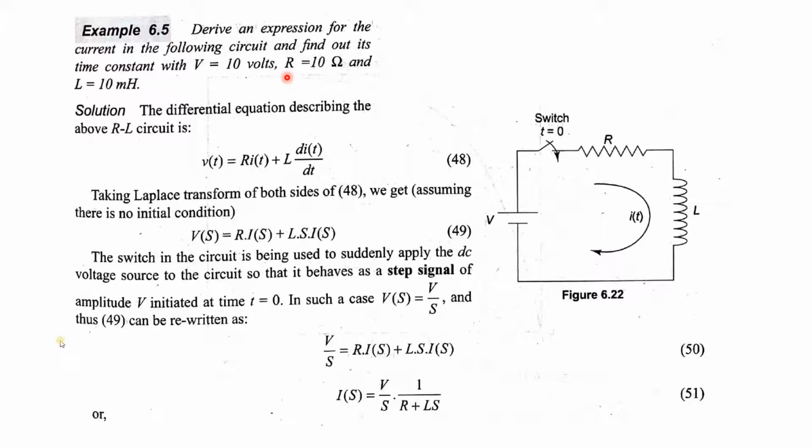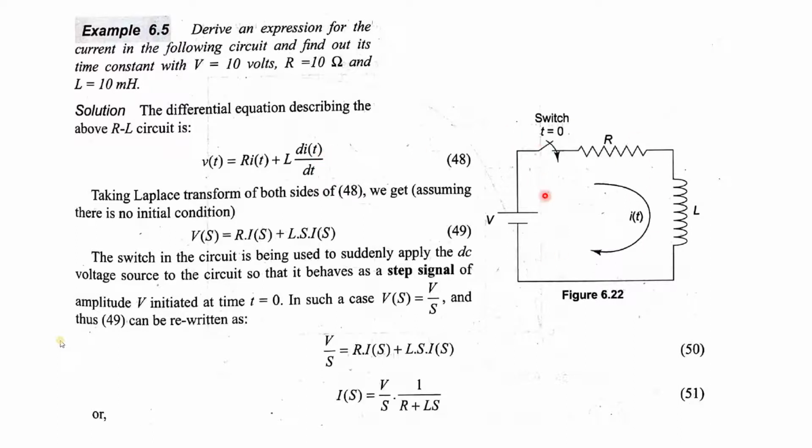First of all, we have to write the equation as per the RL series circuit. If this is a DC voltage and a series circuit, then only one current is there, the instantaneous current i(t), and we have a switch over here. As per KVL, V equals I times R plus L di/dt. Now we have written this in the time domain.